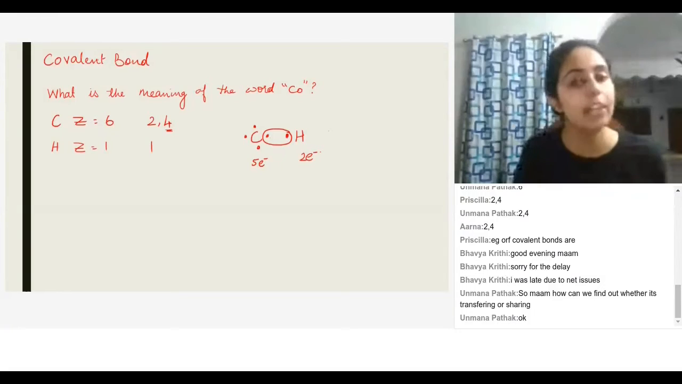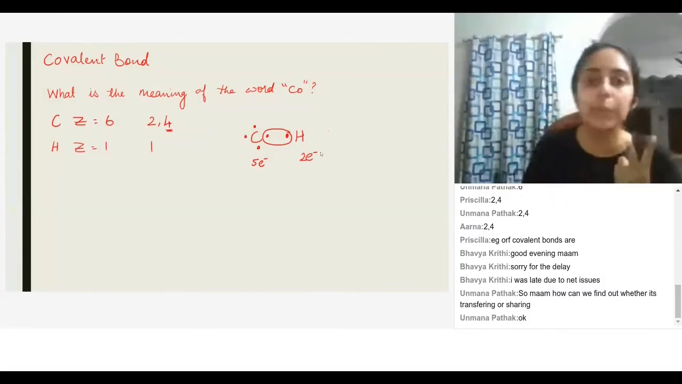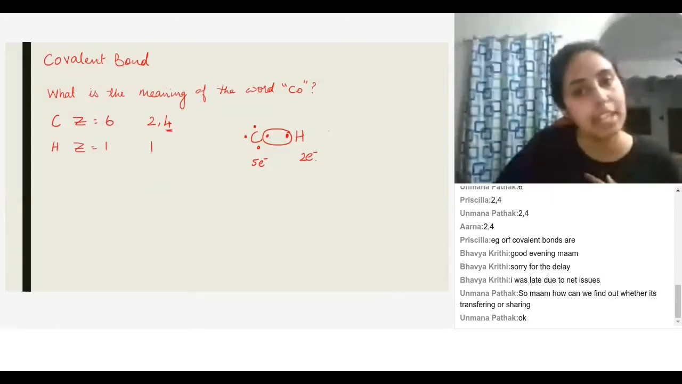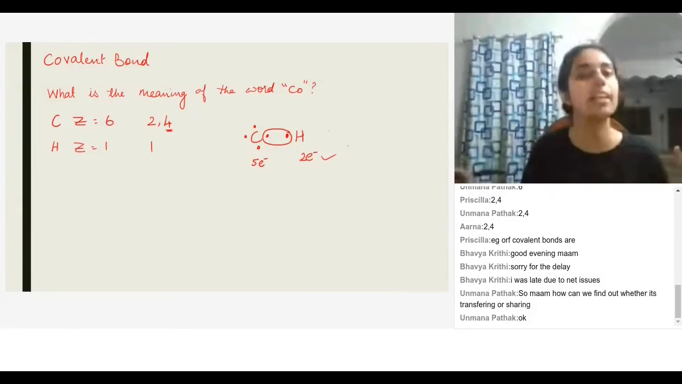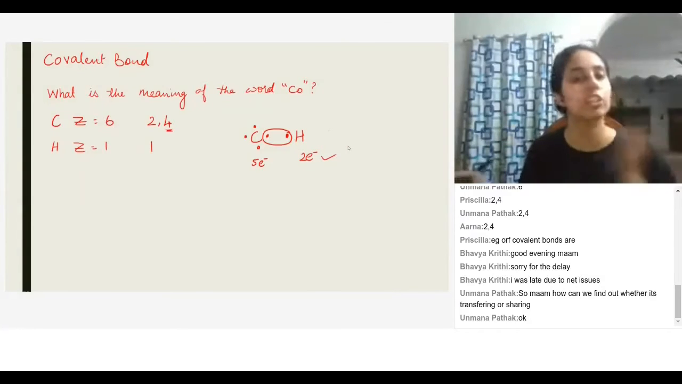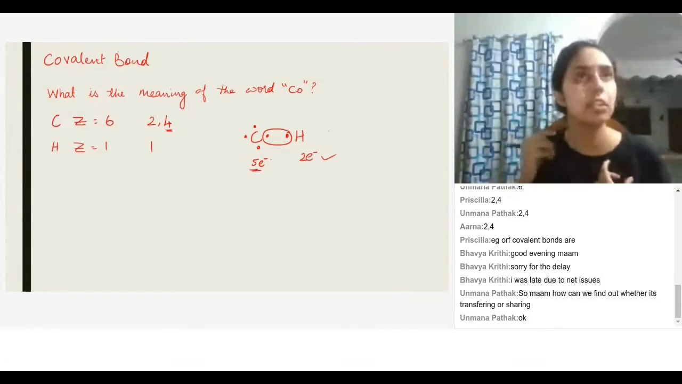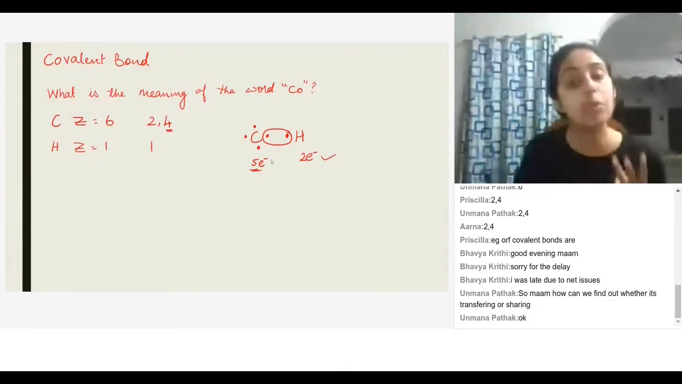And in order for hydrogen to be stable, it needs only 2 electrons. So it satisfies the duplet rule, right? So hydrogen has satisfied its duplet rule by sharing one of its electrons with carbon. But carbon still needs 3 more electrons because it has only 5 electrons. In order for it to satisfy the octet configuration, it needs 3 more electrons.